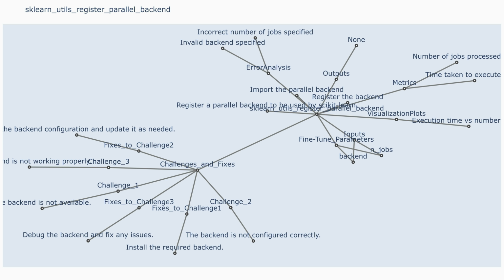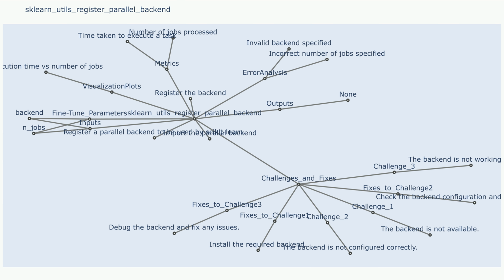sklearn.utils.register_parallel_backend. Description: the register_parallel_backend function in scikit-learn (sklearn) is used to configure how parallel processing is handled within the library. It allows you to specify which backend should be used for parallel execution of certain operations, such as fitting models or performing cross-validation.